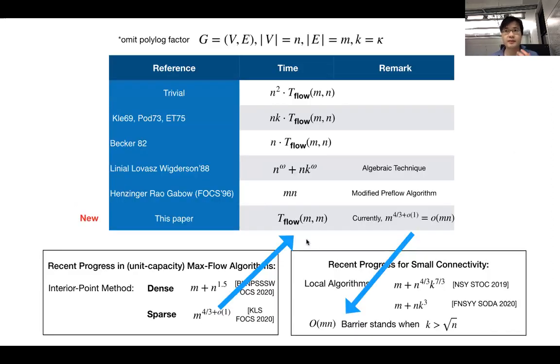So if you look at how it fits into the picture, this paper will give a full reduction to max flow. The only caveat here is that the running time is going to be flow of m sub m currently, which means that we could not apply the algorithm for the dense graph because the running time would be of the form m to the 1.5. But when we apply the formula for the running time for the sparse graph, then the running time we get is going to be m to the 4/3, which is sub mn, and this means that we break mn running time.